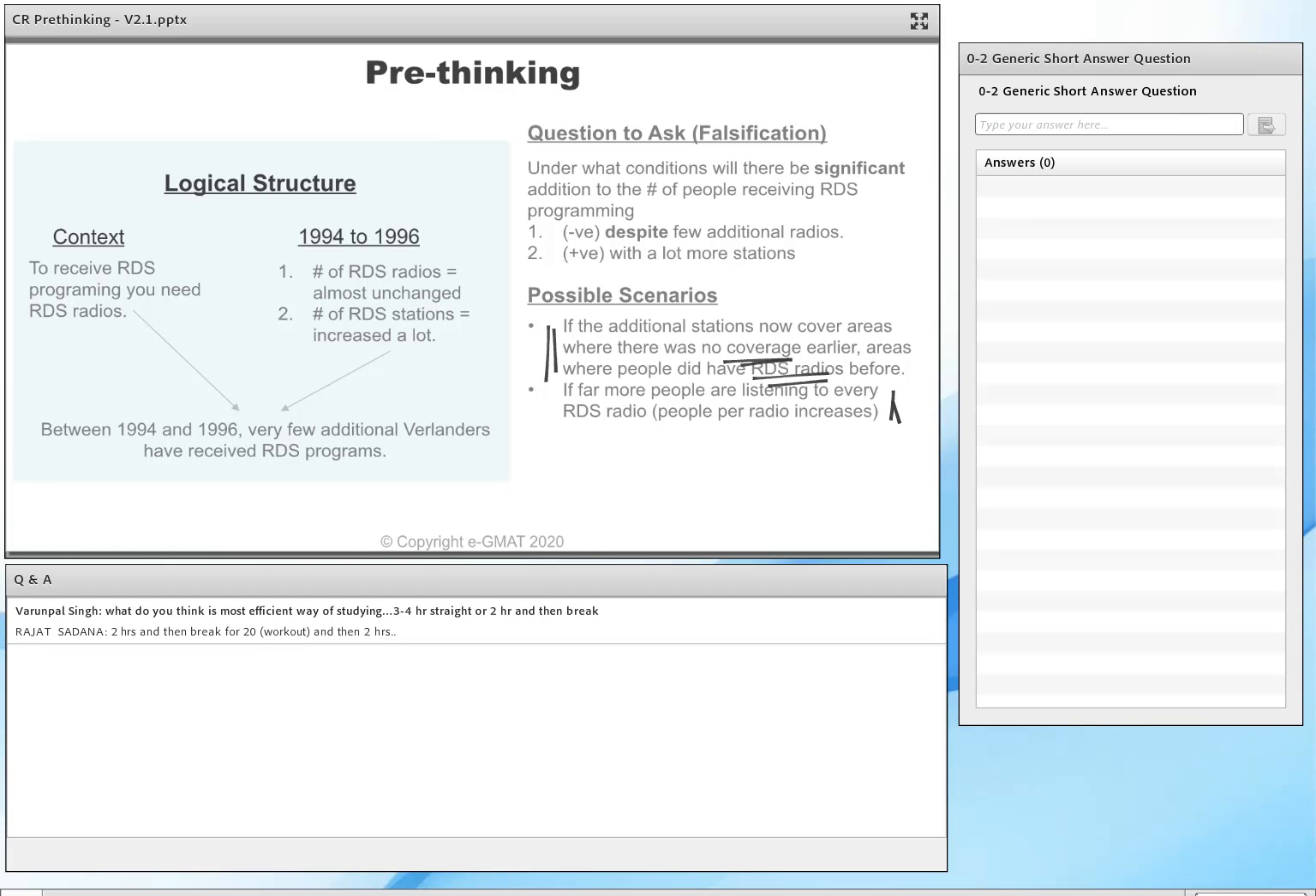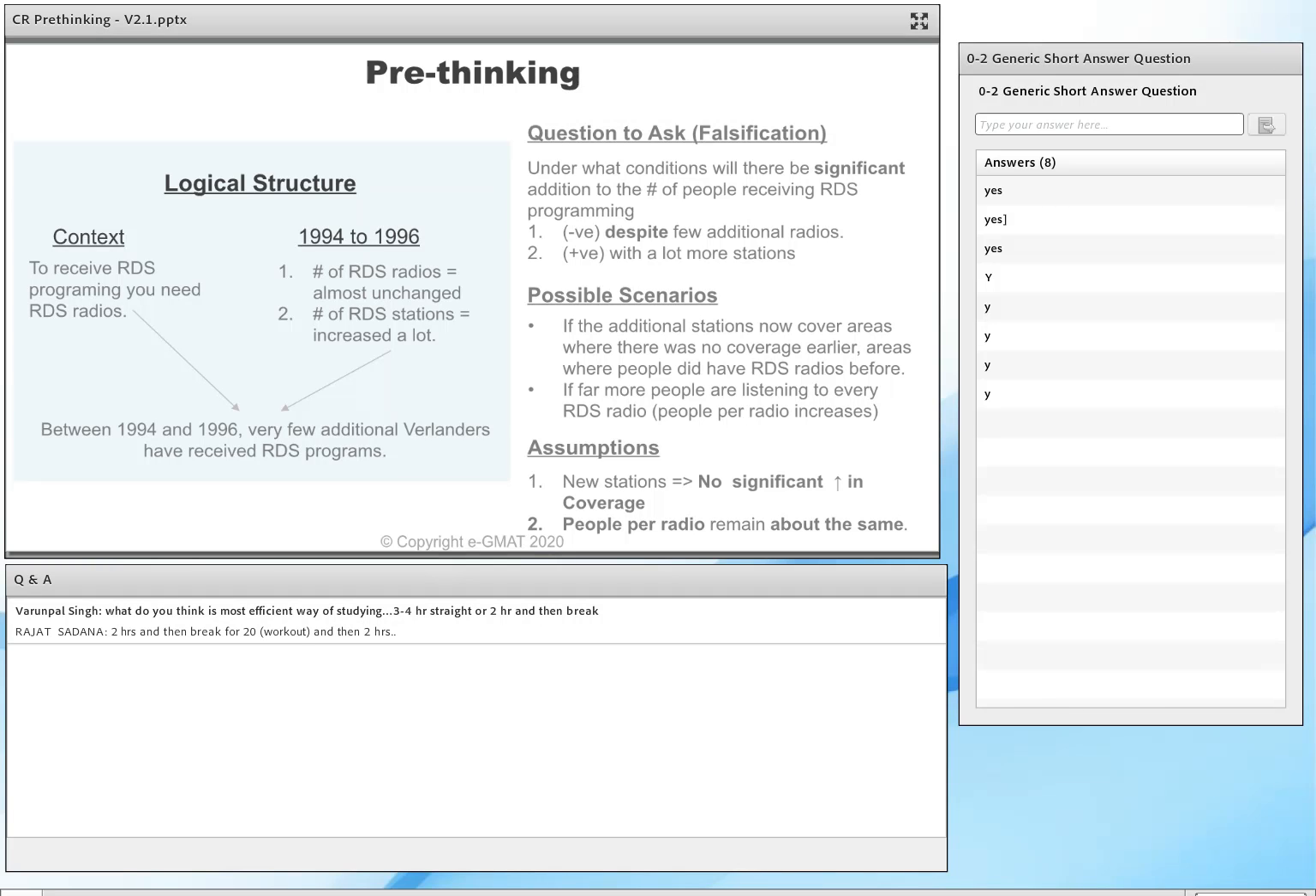Can you really see that in either one of these scenarios, I can shatter my conclusion? If I increase the people per radio, that is what we call utilization. Can you guys see that? Yeah. If you can see that, there's nothing difficult in this argument. My assumptions are that the new stations should increase coverage, or that people per radio remain the same. Unless it's a radio station without RDS, we don't care about those radio stations. Do we care about the radio station without RDS? No. Why? Because of the context that's given to you.